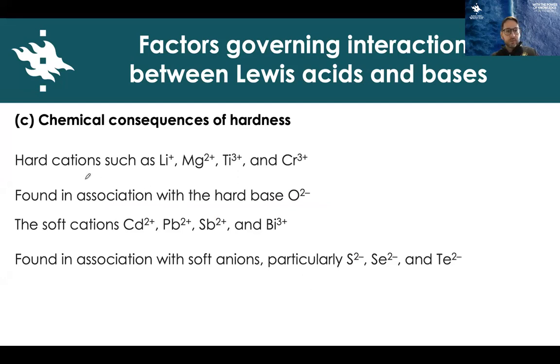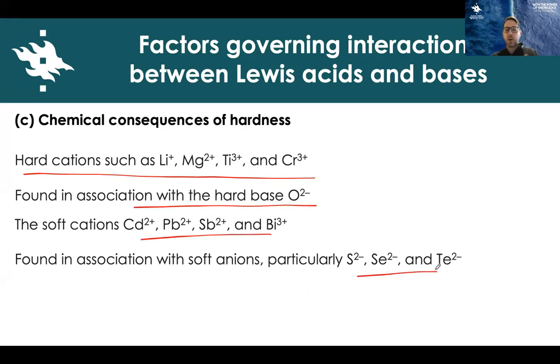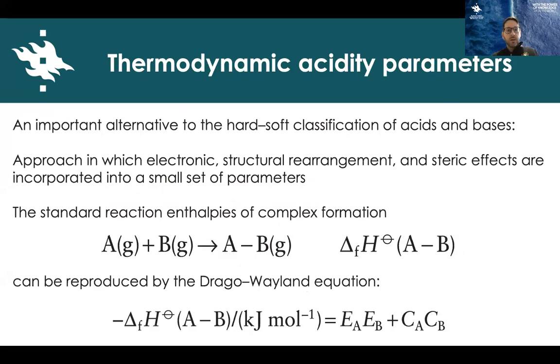Also, for example, hard cations are found in association with hard bases and soft cations with soft bases. So an important alternative to this hard-soft classification is based on more quantitative parameters, such as thermodynamic acidity parameters, which is an approach in which electronic effects, structural arrangement, and steric effects are incorporated into a small set of parameters to describe the stability of the adducts that are formed.